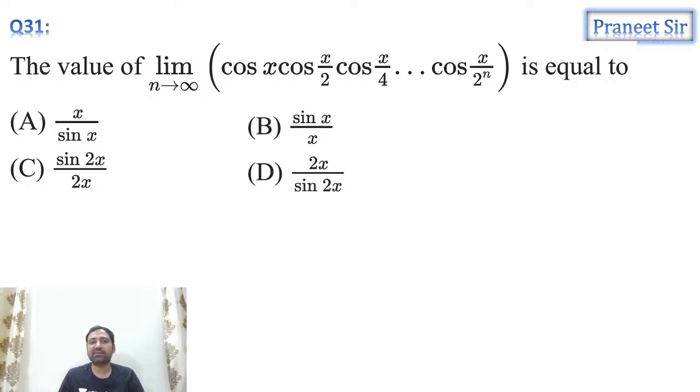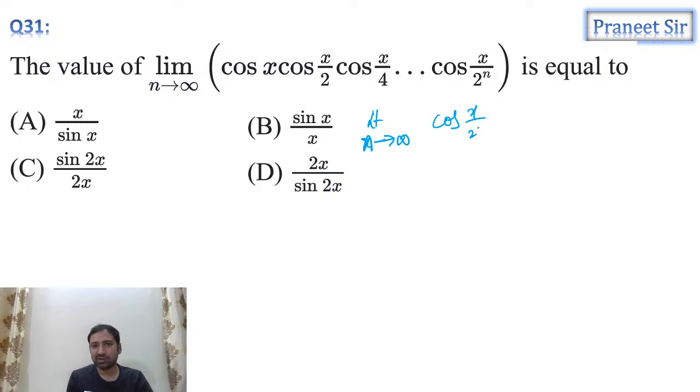Yeah, this is the next question we have. Limit n tends to infinity of cos x by 2, cos x by 4, and so on up to cos x by 2 power n, is equal to. So here n is tending to infinity, guys. So what we can do is multiply and divide, as n is tending to infinity. I will write it like this: cos x by 2 power n into cos x by 2 power n minus 1 into cos x by 2 power n minus 2.